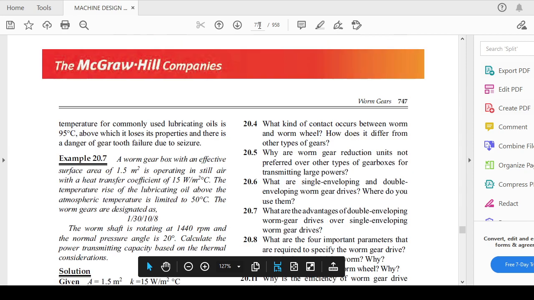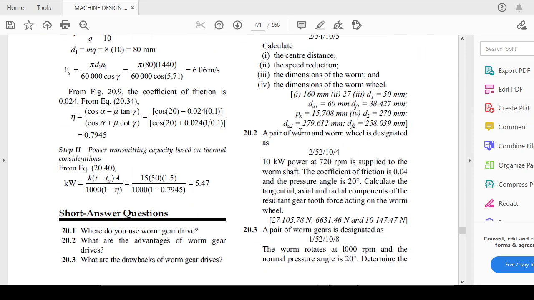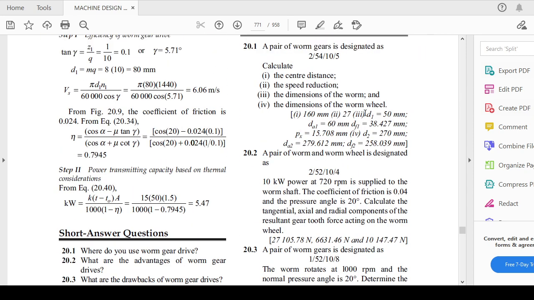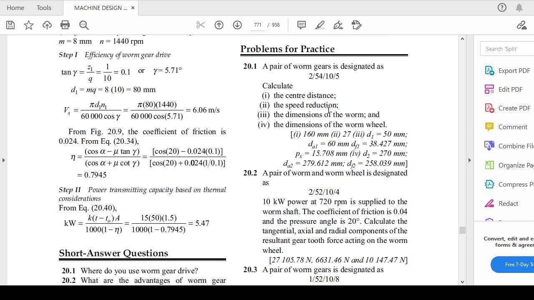I am giving you another numerical, or practice questions, which you can solve on your own. You can also refer to the book Design of Machine Elements or Machine Design by B.B. Bhandari, on page number 771 in chapter 20 on worm wheel drive or worm gear drive. Just calculate, and the answers are also mentioned.